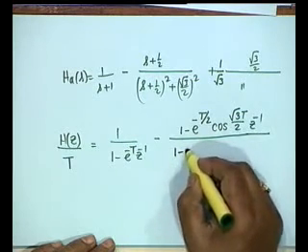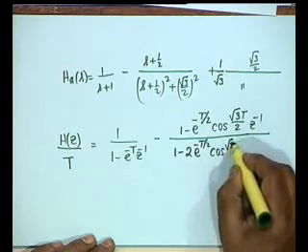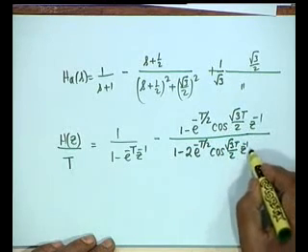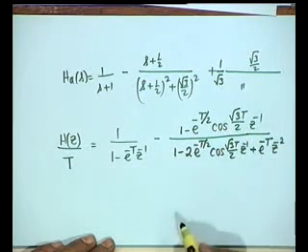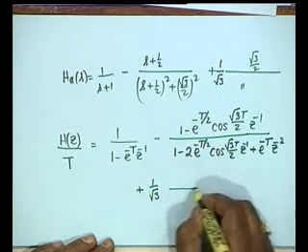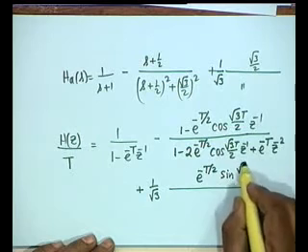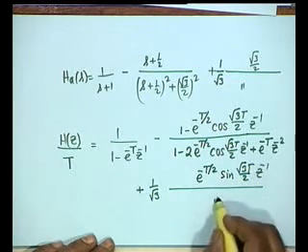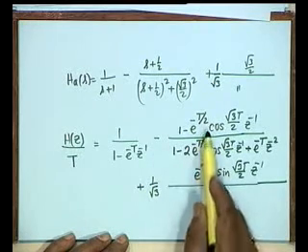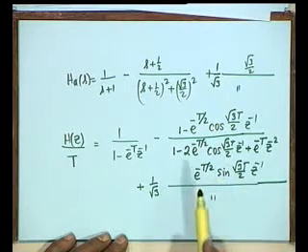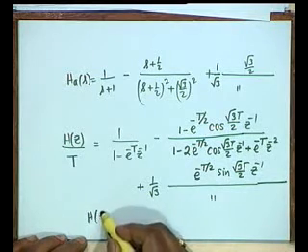divided by 1 minus twice this term, e to the minus T by 2 cosine of root 3 T by 2 z inverse, plus e to the minus T z to the minus 2, plus 1 by root 3, this should be e to the minus T by 2 sine of root 3 T by 2 z inverse, the same denominator. I have obtained the transfer function. Obviously, you can bring these two terms under the same denominator. Then you can put z equal to e to the j omega and find out the frequency response.